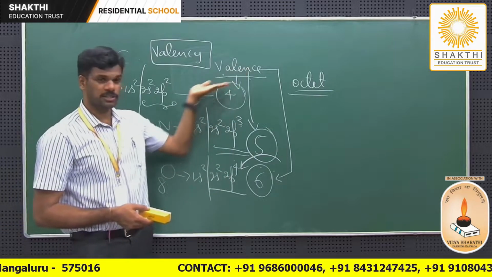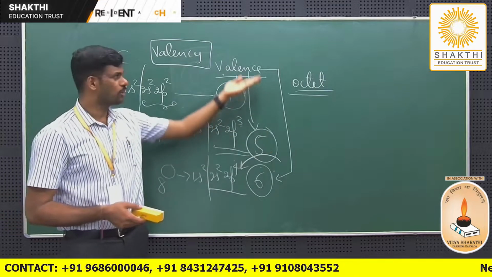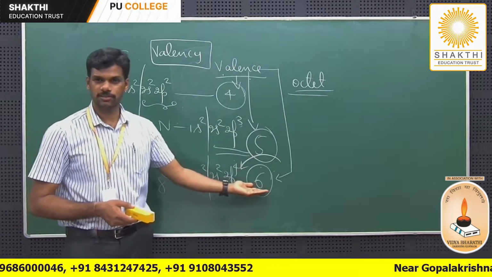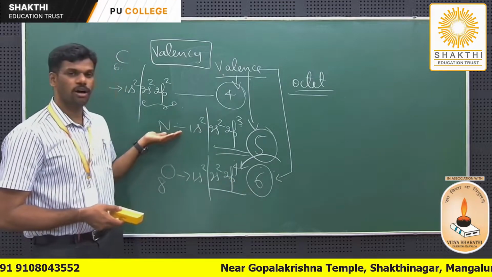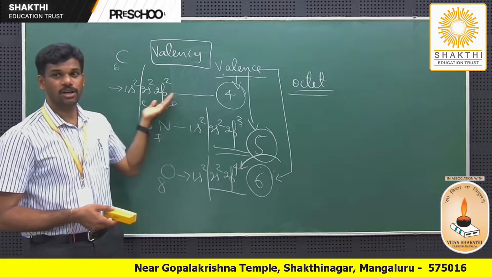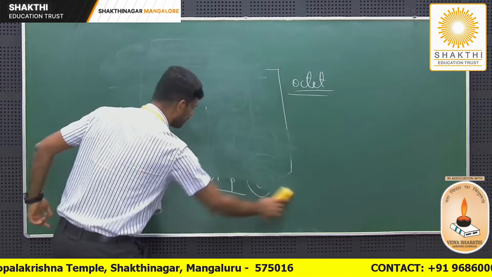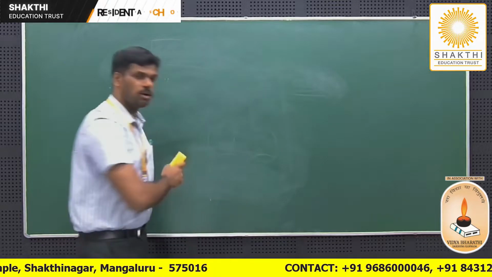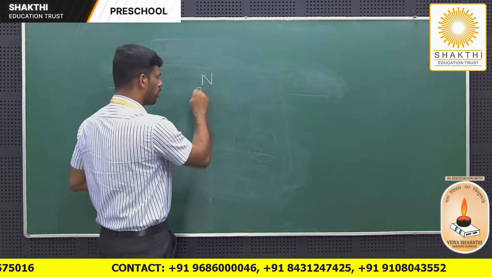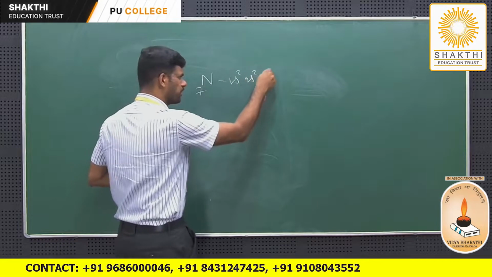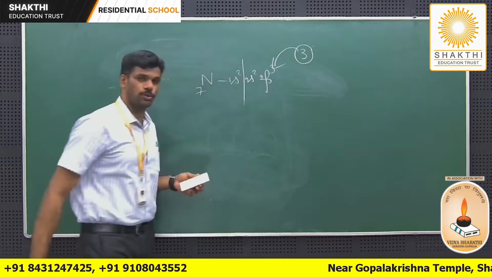Valence electrons present in carbon is 4. Valence electrons present in nitrogen is 5. Valence electrons present in oxygen is 6, whereas the valency of oxygen is 2, valency of nitrogen is 3, valency of carbon is 4. Let's talk about another concept which is very, very important, from which you all will begin your studies of carbon and its compounds. Nitrogen, atomic number 7, 1s2, 2s2, 2p3. Valency of nitrogen is 3, as I just now told you.